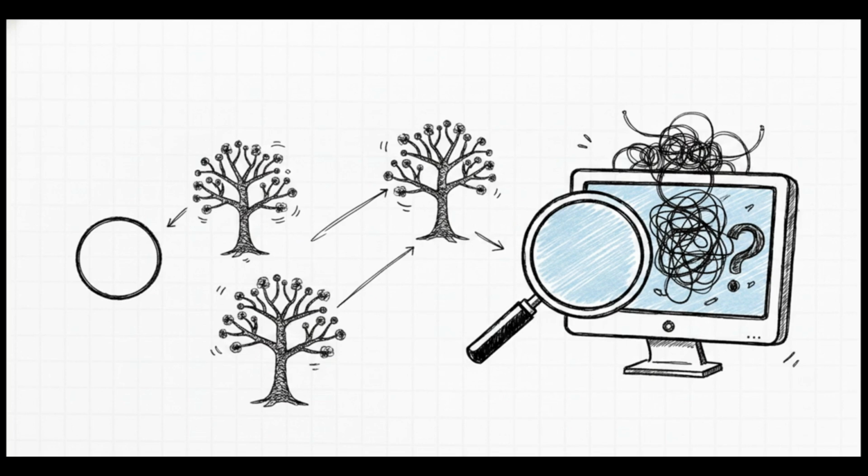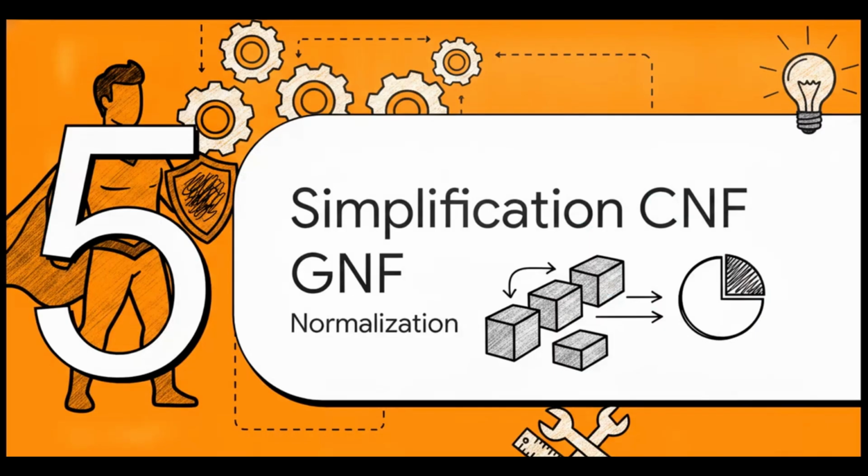Identifying and resolving these ambiguities is one of the most critical steps in language design. Remember, a compiler can't just guess your intentions. It needs absolute mathematical certainty. That takes us right into Section 5, Simplification with CNF and GNF.